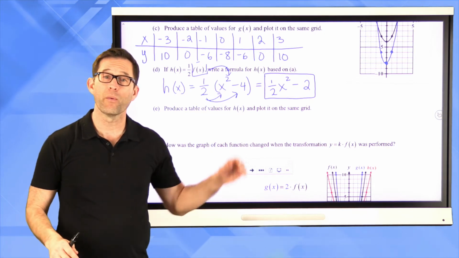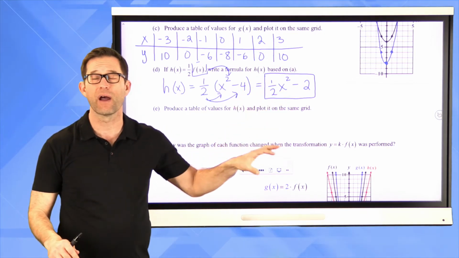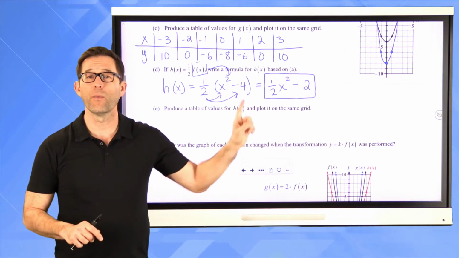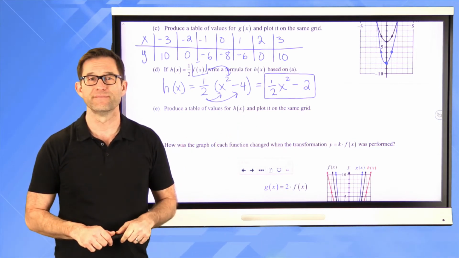And just like before, we want to produce a table of values for h of x, graph it on the grid, etc. Pause the video, and why don't you go ahead and do that for yourself.